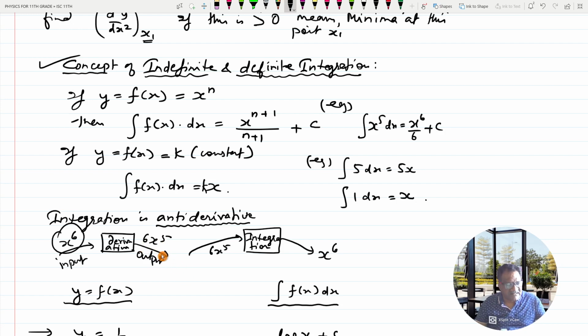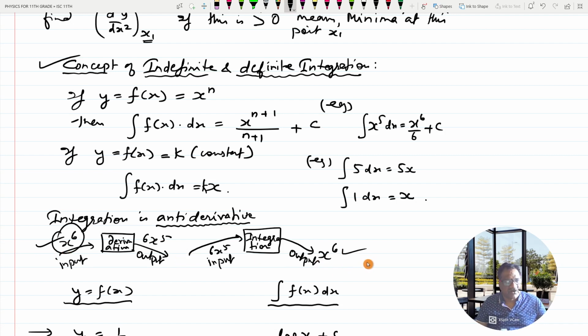Now if you take this output, 6x raised to 5, and put it in this other factory, an integration factory, then the output of this integration factory will be nothing but x raised to 6. So can you see, this input and this output both are one and the same?